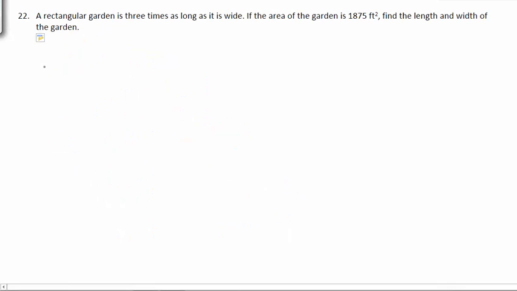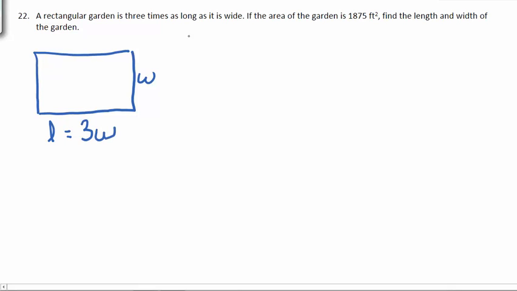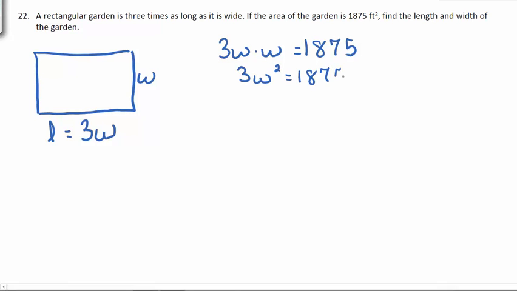Number 22. A rectangular garden is 3 times as long as it is wide. If the area of the garden is 1,875 square feet, find the length and the width of the garden. So we have a rectangular garden. We don't know much about its width, but we do know that its length is 3 times its width, 3 times as long as it is wide. So we get our area by multiplying these. The length times the width should be equal to 1875.